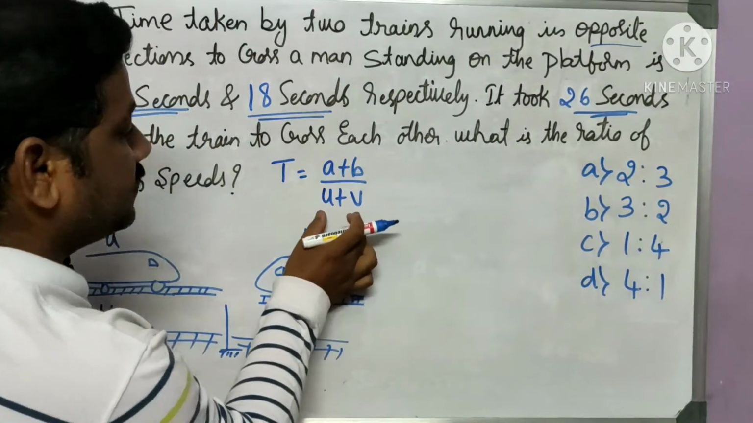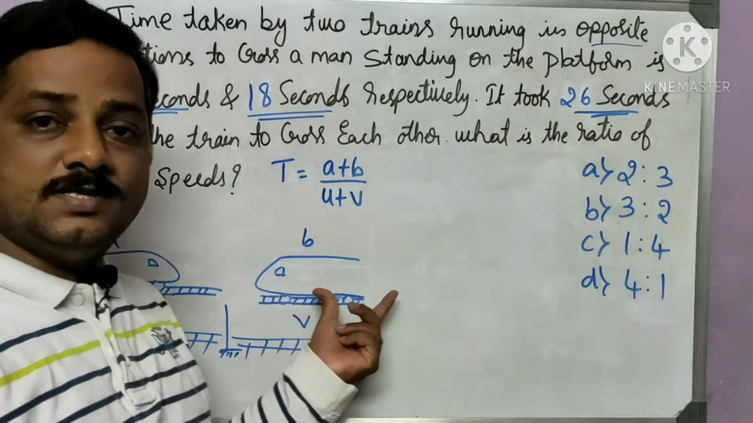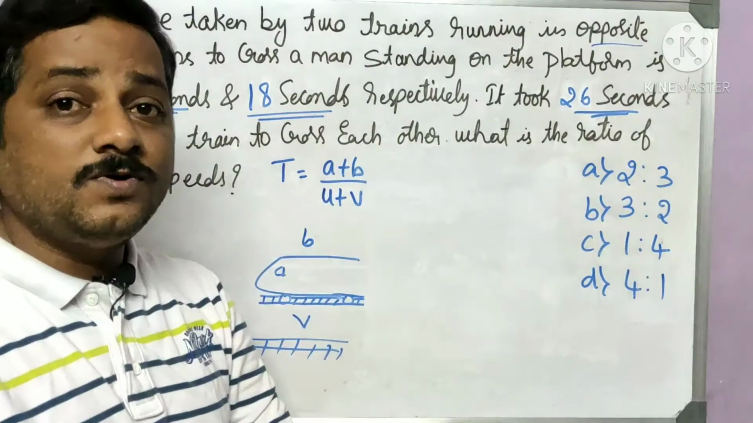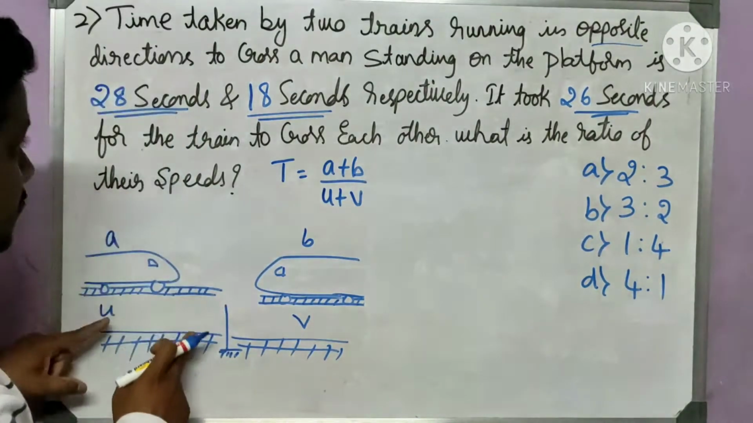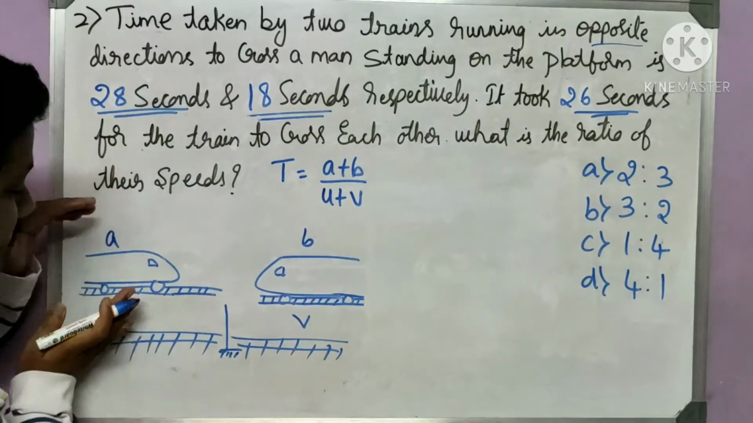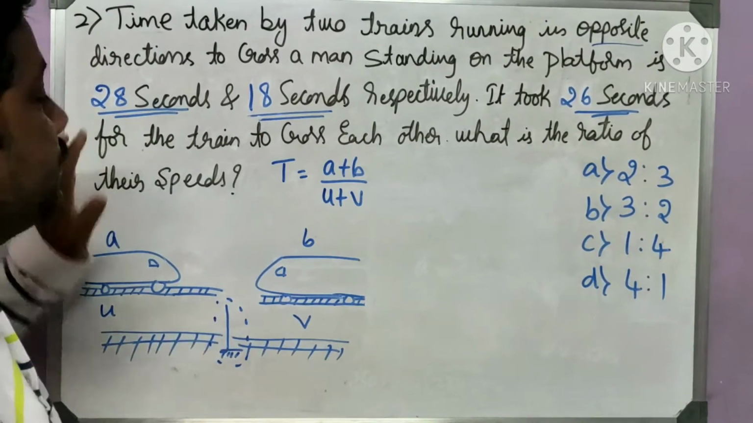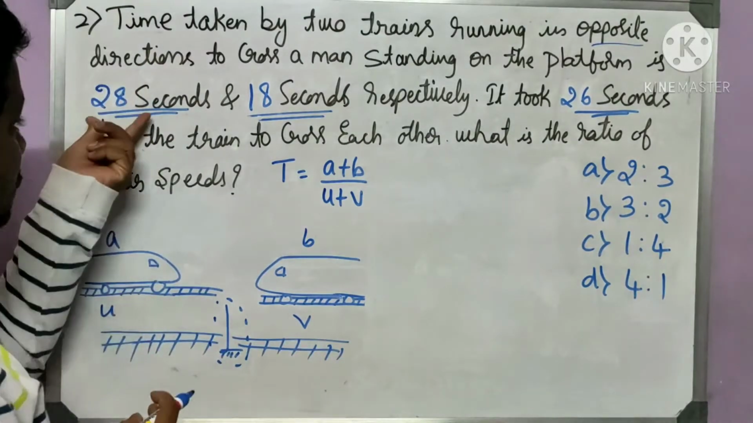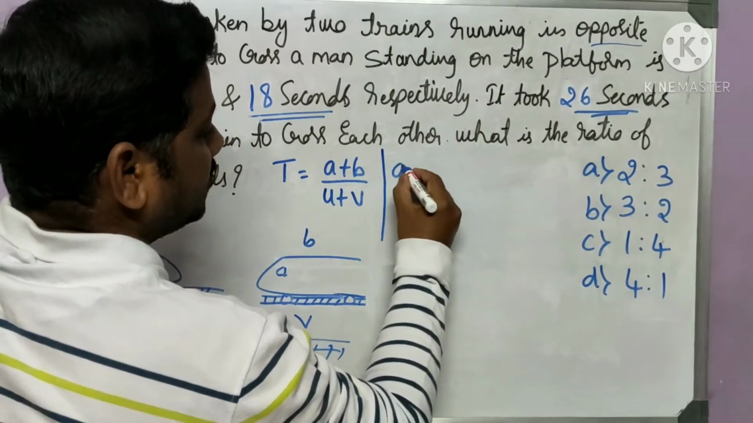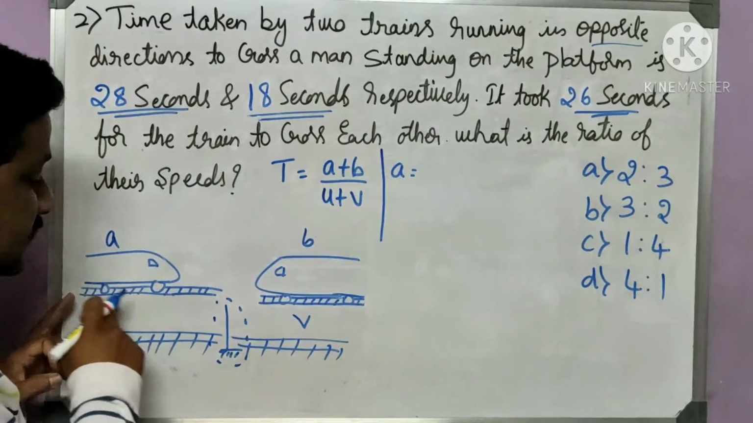To find this, we don't know the length of a train, that is, the distance of this train and this one. We don't know, so we have just taken them as A and B. Now, let's find what A and B would be. To find this, I will make use of the information 28 and 18 seconds. See, this is a train and it is going to cross this person in 28 seconds. So I can find the distance of the train, but on one condition: the distance of the train, let me take it as A, can be given as speed into time.